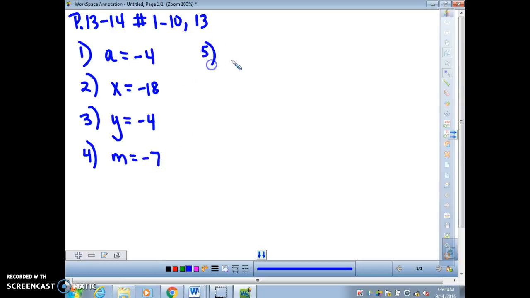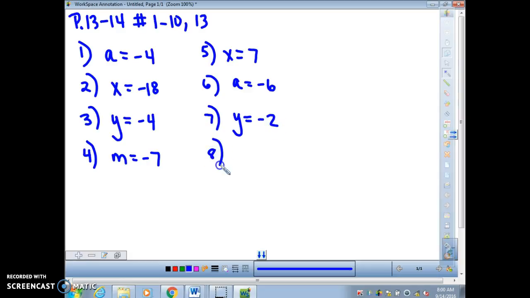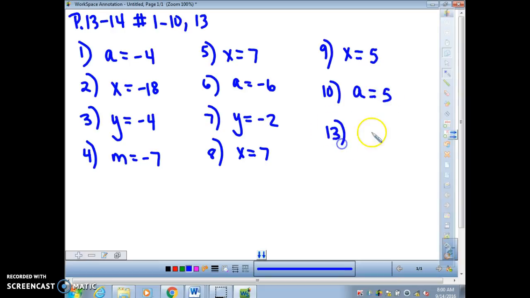For number 5, X is 7. For number 6, A is negative 6. For number 7, Y is negative 2. For number 8, X is 7. For number 9, X is 5. For number 10, you should have gotten that A is also 5. And for number 13, that X is negative 8.